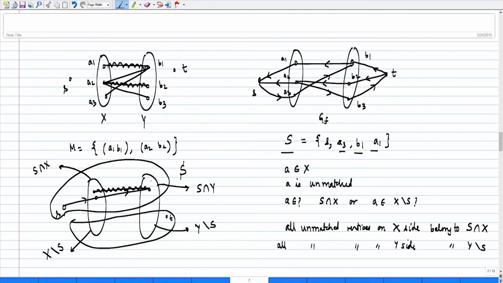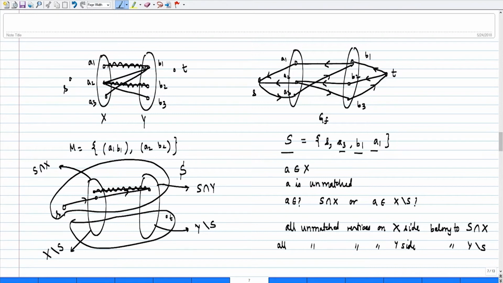The only way they can be sitting is they can be completely contained inside the S part, or completely contained inside the non-S part, that is they are horizontal edges, or they cross this, that is one endpoint is in S, the other endpoint is not in S. These are the only ways, because this graph is bipartite, so you cannot have edges inside X completely or Y completely, right. So we want to ask where do the matched edges lie.